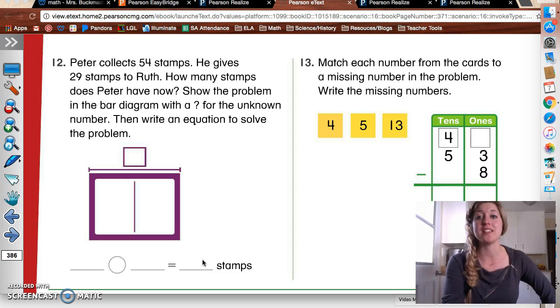Number 13 says, match each number from the cards to a missing number in the problem. So you're using 4, 5, and 13, and you're filling them in here where they best fit. So which one makes the most sense with the equation that you're solving? And that will tell you where to put these numbers.